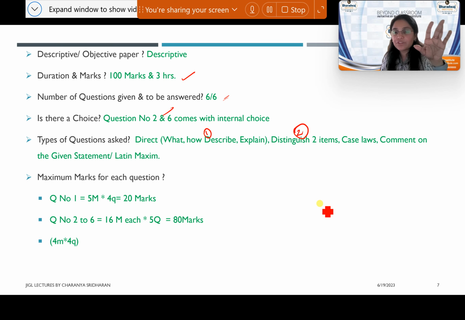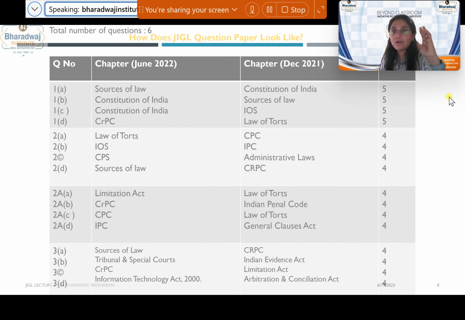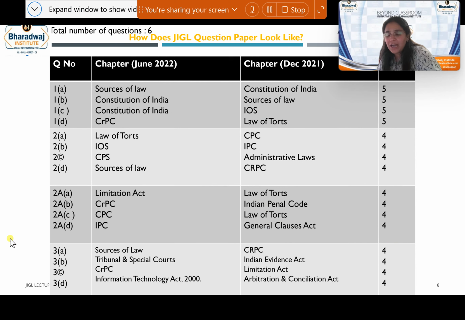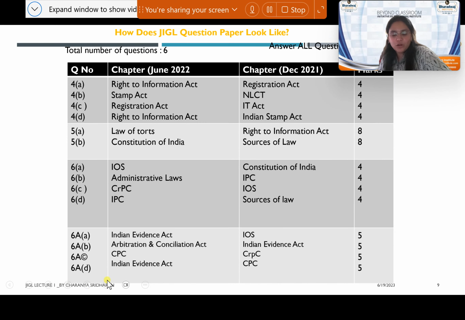If you are very lucky, then they may ask you a distinguish question also: differentiate 2 items. But recently, no batch has been lucky. They will ask a case law. This is a very high possibility. Students think case laws are a pain in the neck, but I am telling you, you should attend case laws. This is the scoring area. The very fact that you are attempting a case law itself will give him a good impression of you, so you will not skip case laws. Clear everybody?